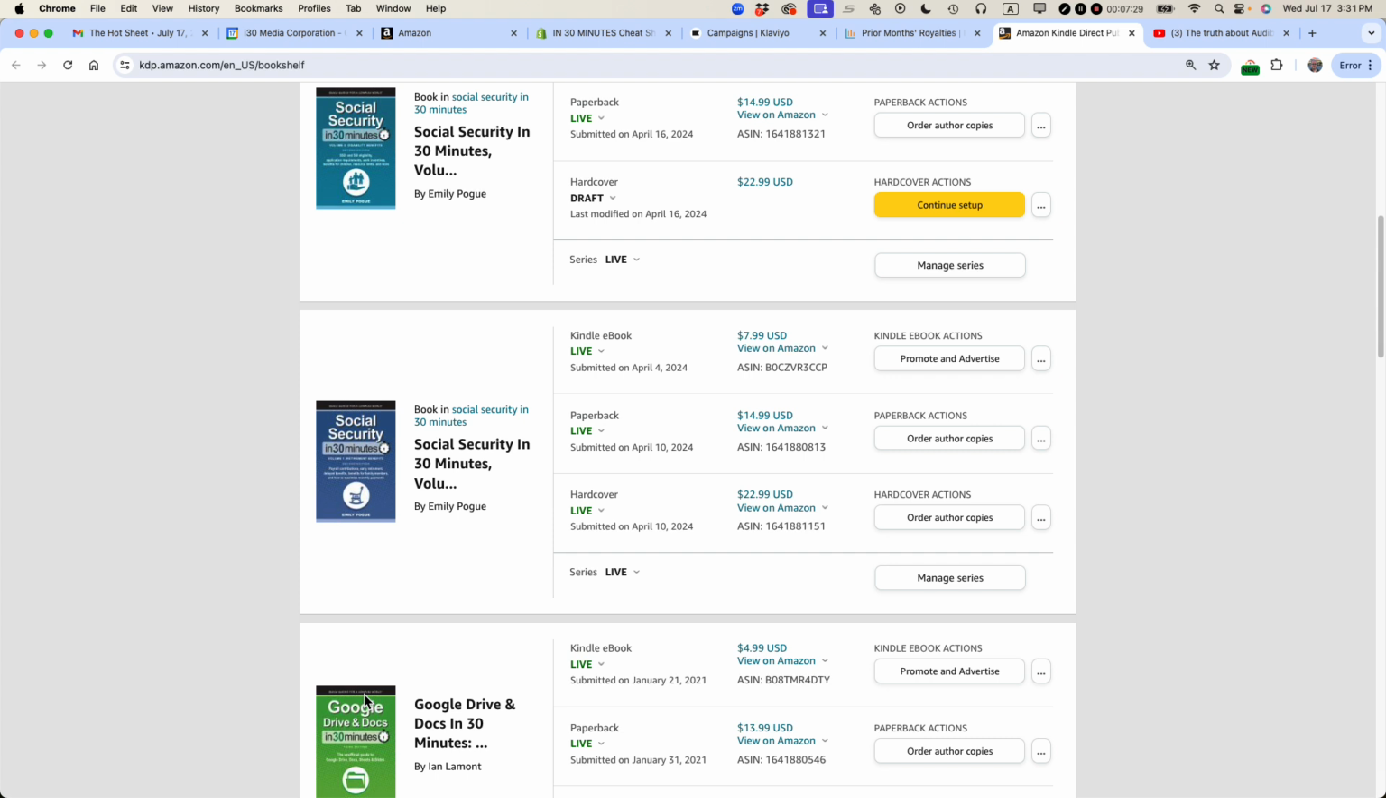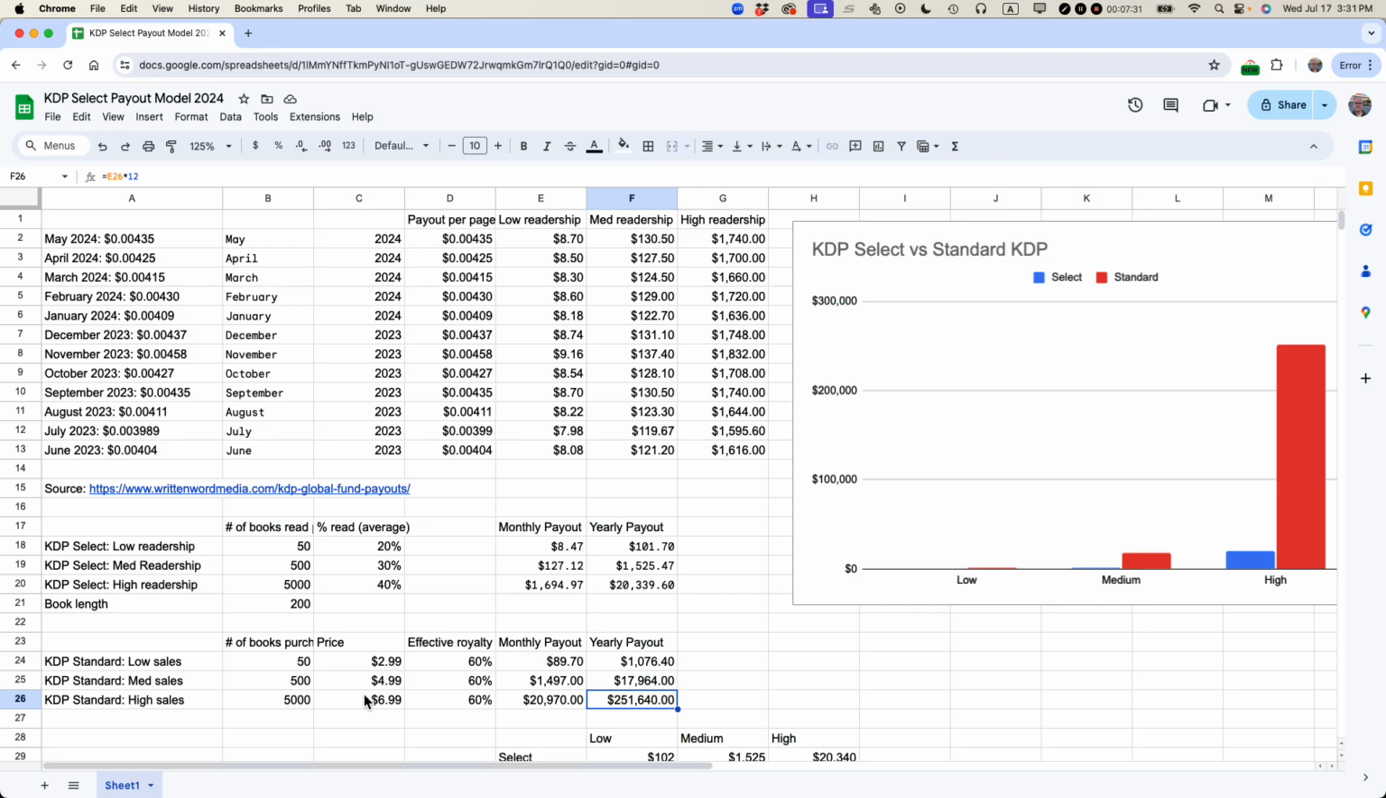If you're a children's author, you're getting barely any pages read. And for children's authors or children's publishers, those books are very expensive to produce. So that's an even bigger reason not to get involved in KDP Select for ebooks.